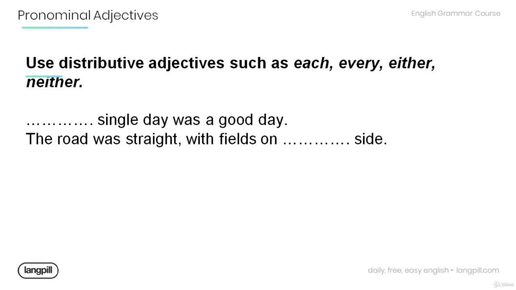Also remember that each, every, either, and neither are distributive adjectives. Now read the following sentences and fill in the blanks using the appropriate distributive adjective. Every day was a good day. The road was straight with fields on either side.